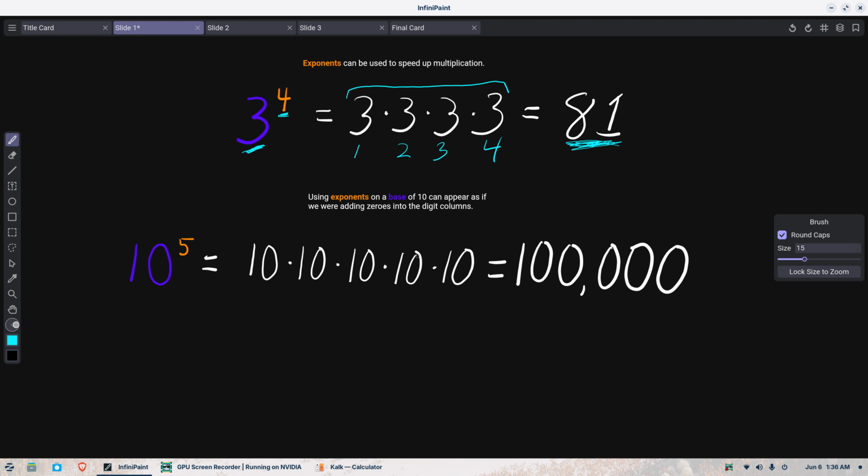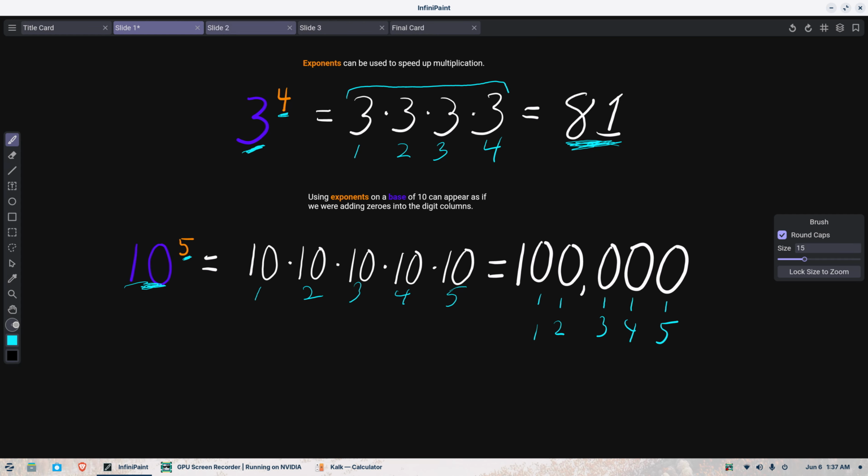And we can do something similar with a base of 10. And you can see here when we take 10 and we raise it to the power of 5, we will multiply 10 by itself and it will appear 1, 2, 3, 4, 5 times. And interestingly enough, you can also see that we have 1, 2, 3, 4, 5 zeros that appear in the digit columns after we do this.